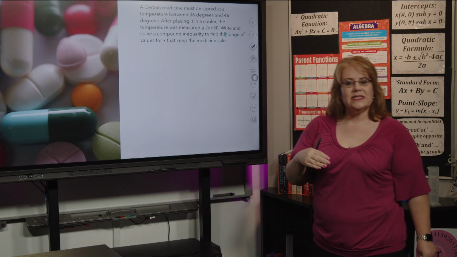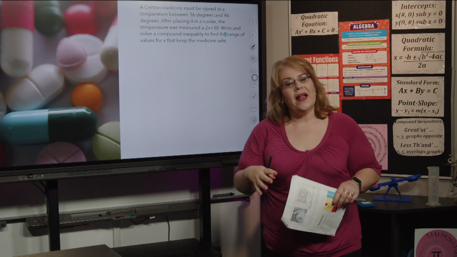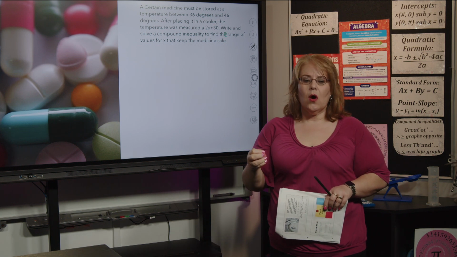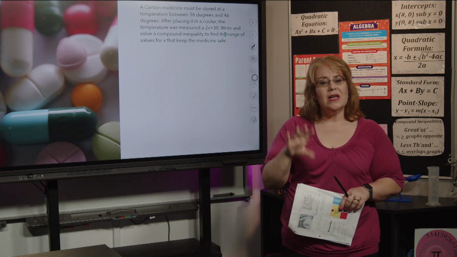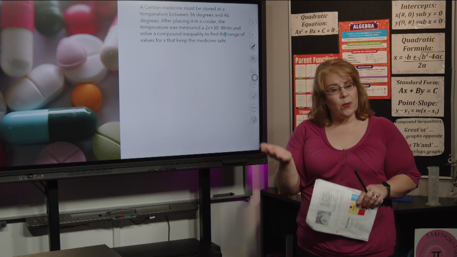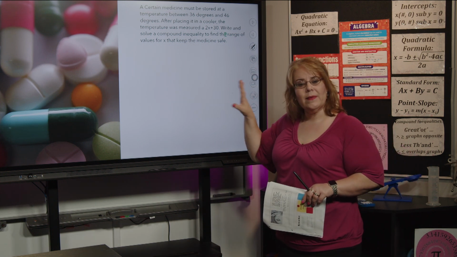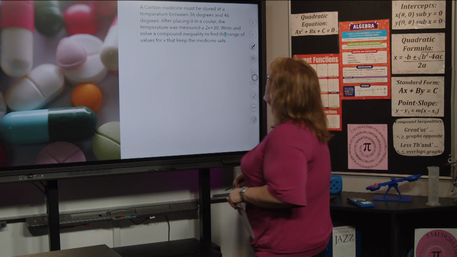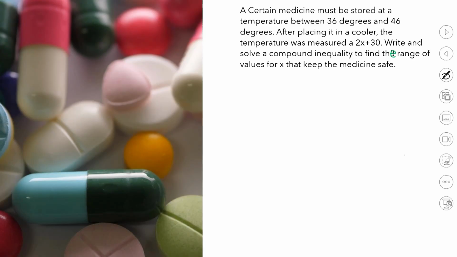All right, so let's look at this medicine. You may not know some medicines that you take cannot just sit out on the counter or just can't be in a pill bottle. Some medicines must stay in a refrigerated area or they go bad, they spoil. So that's what this problem is about. So we got a little science going on. So let's go ahead and annotate. So it says this medicine must be stored between 36 and 46 degrees. After it was put in a cooler, it was measured again, and this is what it measured.